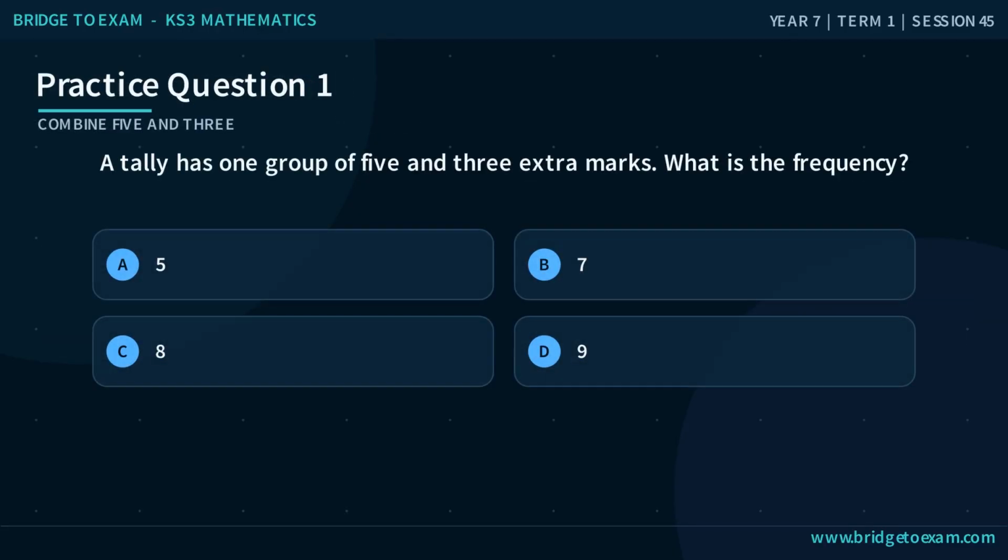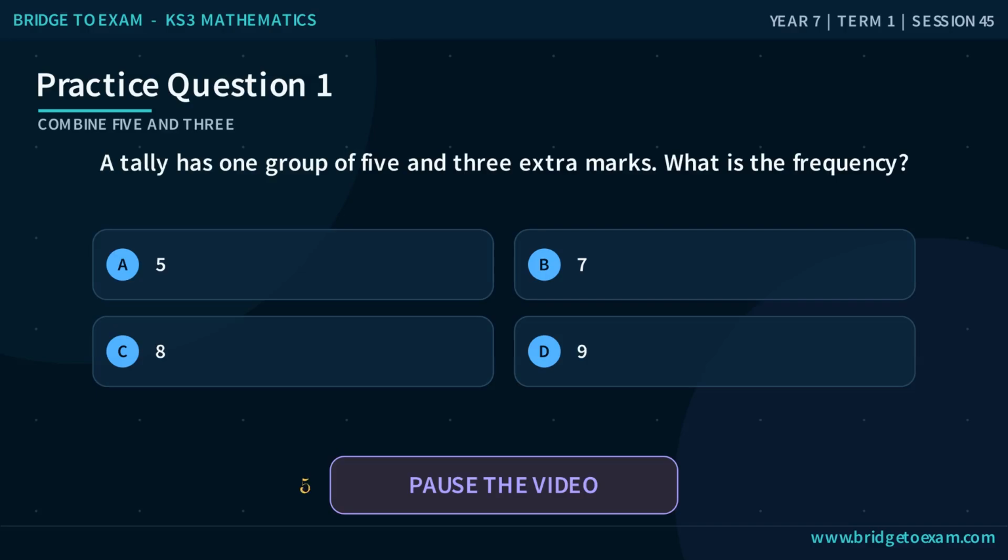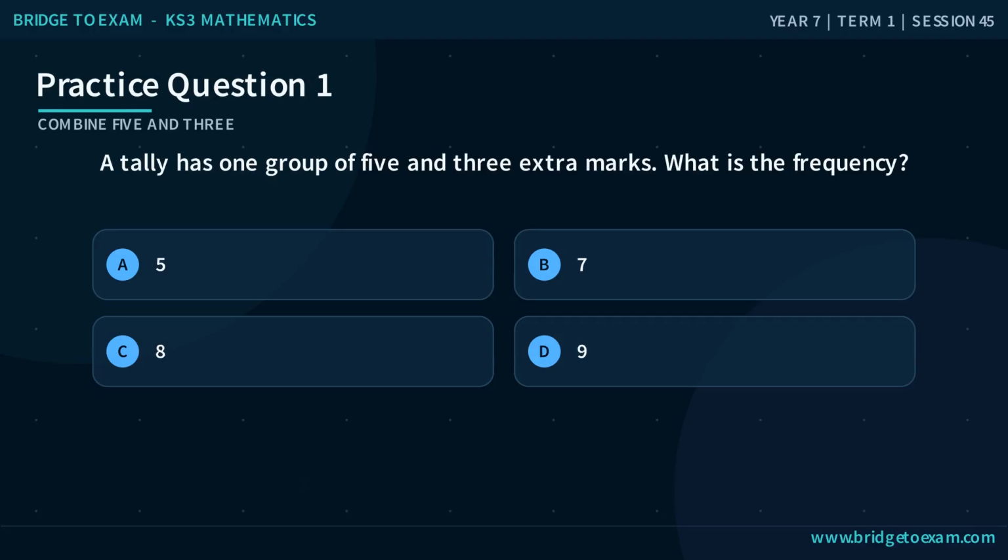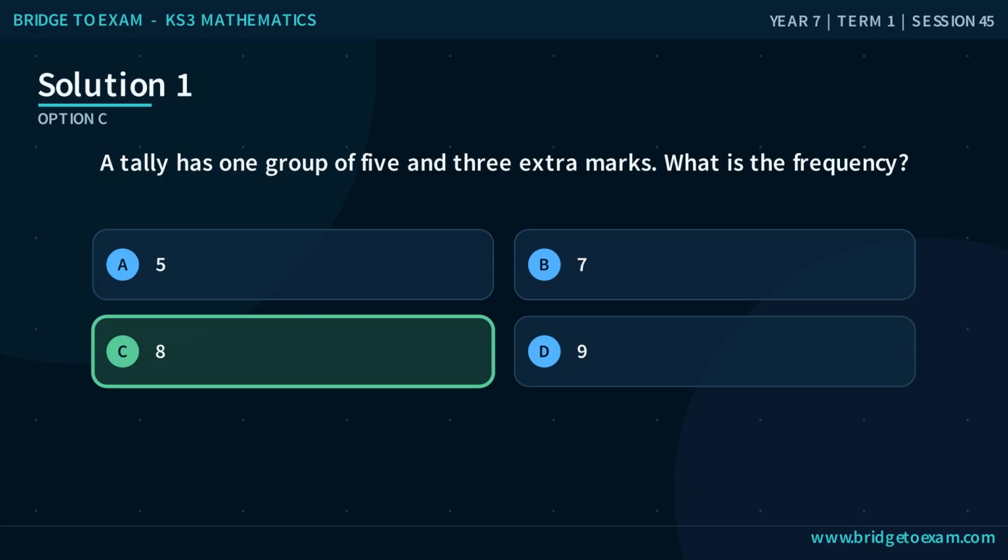Practice question 1. A tally shows one complete group of 5 and 3 more marks. Option A is 5. Option B is 7. Option C is 8. Option D is 9. Pause. Combine the group of 5 with the 3 extra marks. Option C is correct. A frequency of 8. 5 plus 3 equals 8.